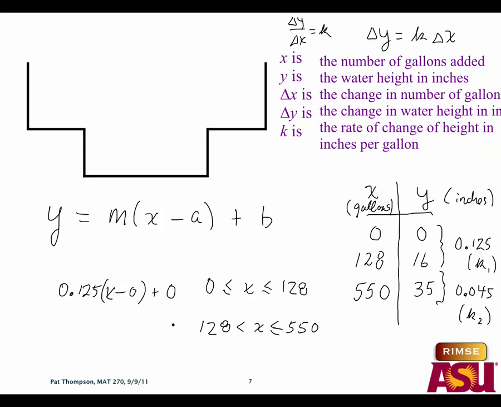Okay, and now in this range from 128 to 550, what was our constant rate? 0.045. Okay, and now we need a corresponding number of gallons and height. Use this one. So we're going to do x minus 128 plus 16. Okay, and so that's our two pieces of our function, and we'll name this, let's call it W. Capital W for water. So the name is W. So W of x equals this right here.